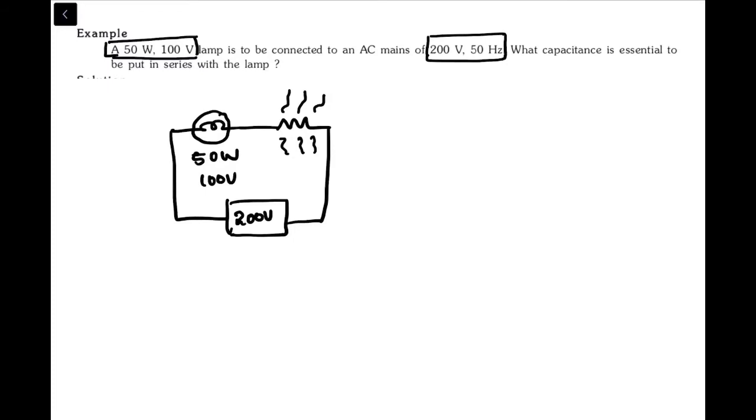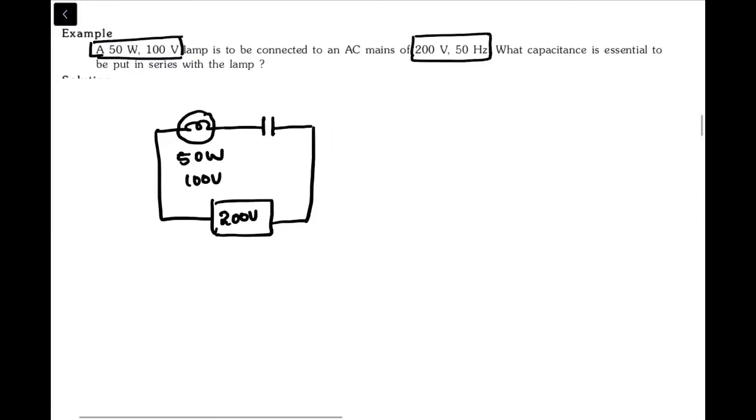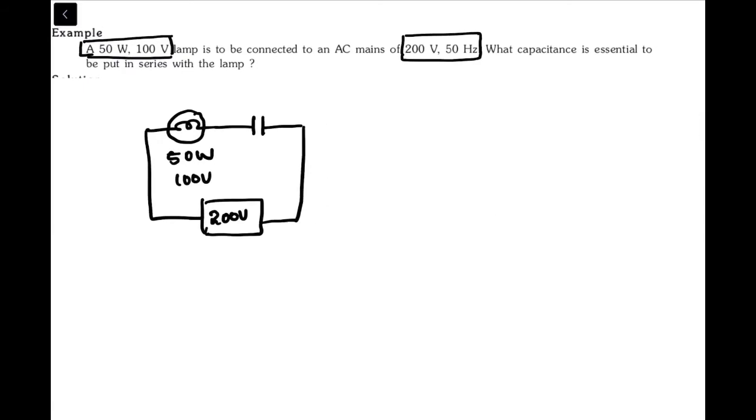We require something different. We require a capacitor to be connected there. So once you connect a capacitor, the advantage is the bulb will glow, and at the same time there won't be any loss of heat. So that is the concept we are using here. So a 50 watt 100 volt bulb.